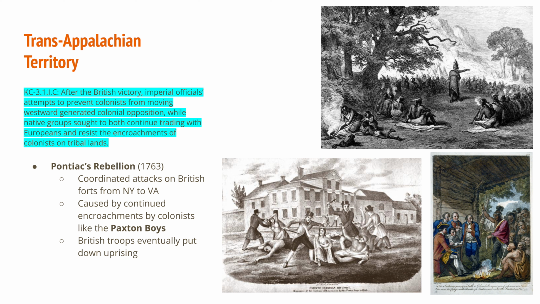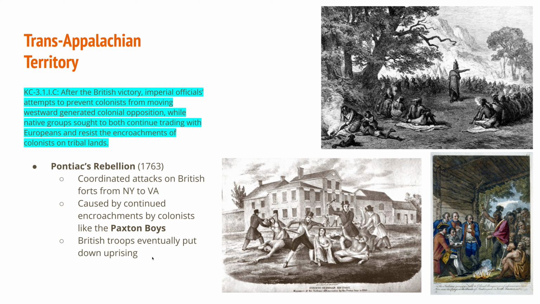One of these groups was the Paxton Boys. These were Scots-Irish who were some of the first frontier people to start expanding into that western territory. And oftentimes when they ran into conflicts with Native Americans, they would carry out massacres of Native Americans. So you can see a massacre being carried out on the bottom left there by Paxton Boys on Native Americans.